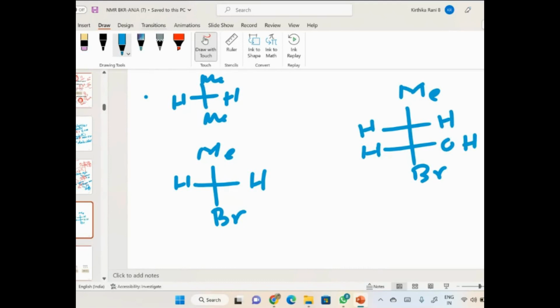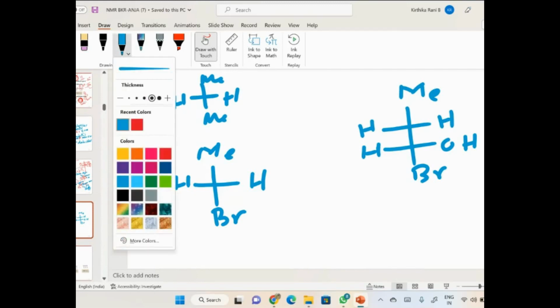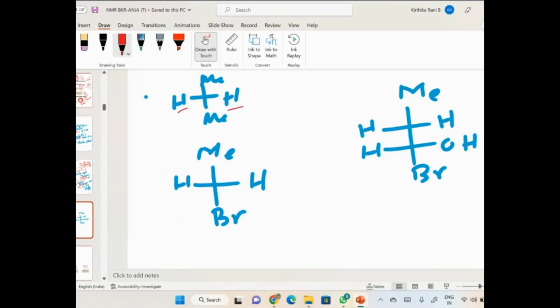Guys, now tell me, I've got 3 categories of methylene hydrogens. I'm asking you about these hydrogens. They all are methylene hydrogens. Now tell me the property of these hydrogens.